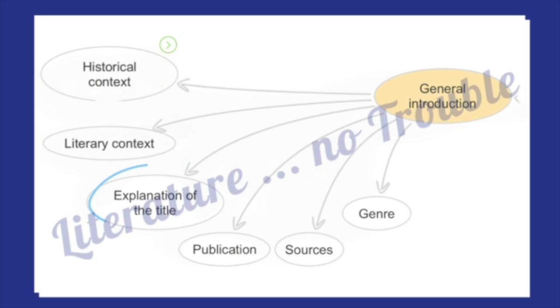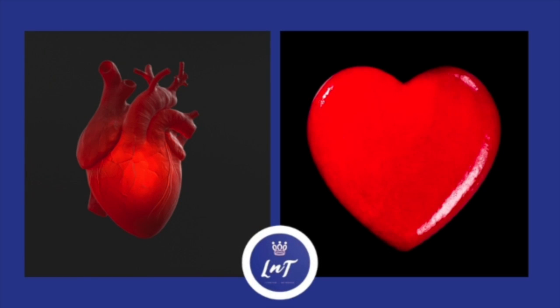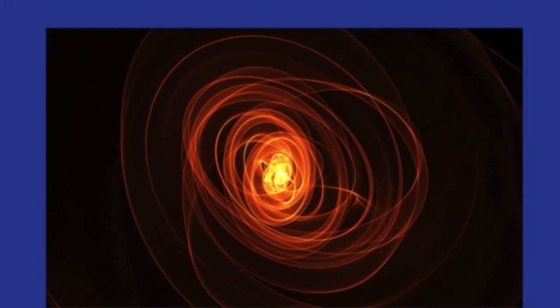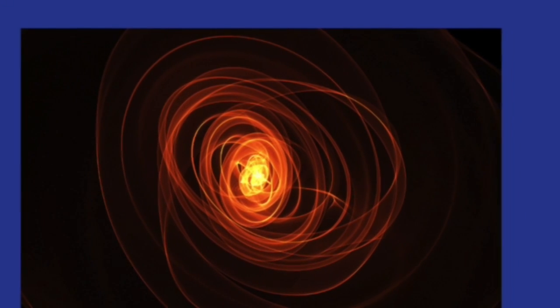This title isn't just a combination of words. It serves as a synthesis of the story's profound themes. Let's break it down. Firstly, consider heart. While we typically view the heart as a vital organ, in literature it often symbolizes emotions, love. It can also represent the core or central idea of a story.